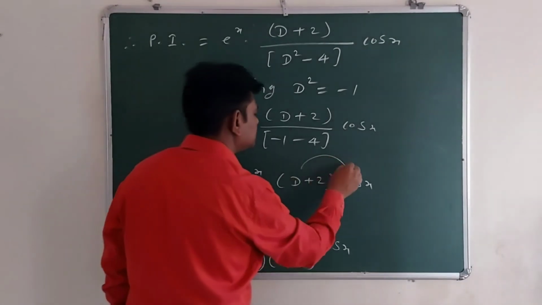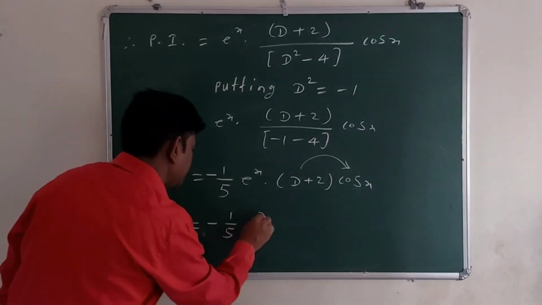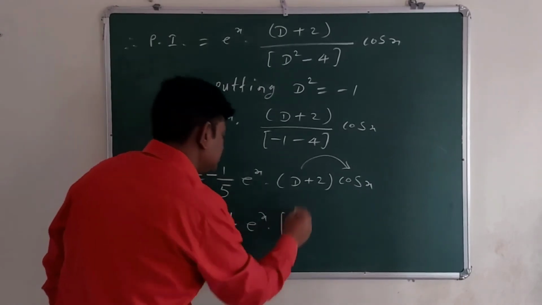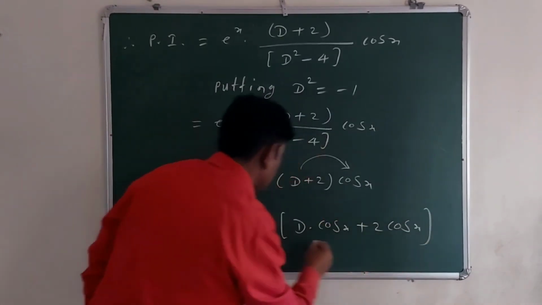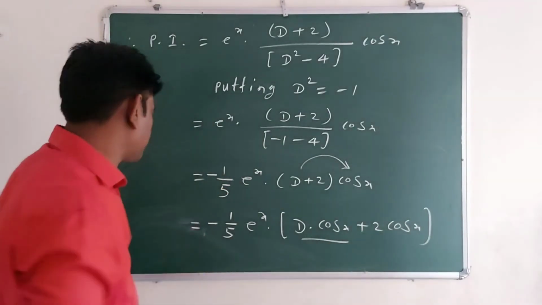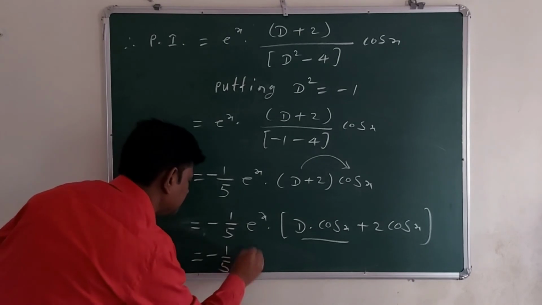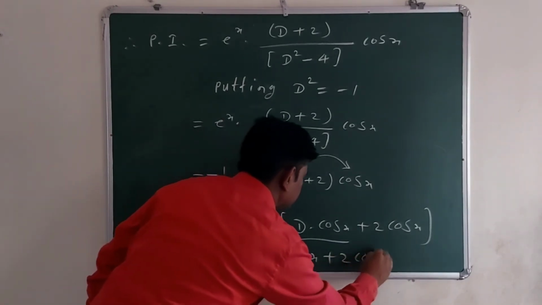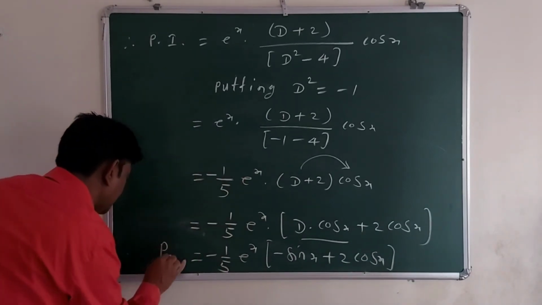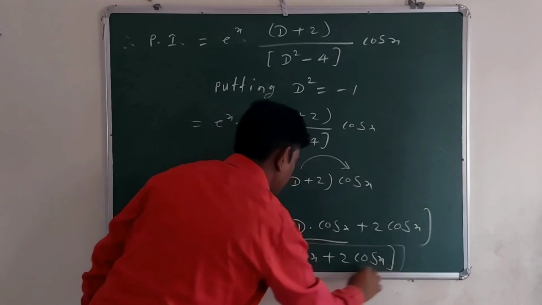Now operating this D plus 2 on cos x, minus 1 by 5 e to the power x times D cos x plus 2 cos x. Now D cos x means the derivative of cos x, and the derivative of cos x is minus sin x, plus 2 times cos x. So this is the required PI, the required particular integral of the given problem.